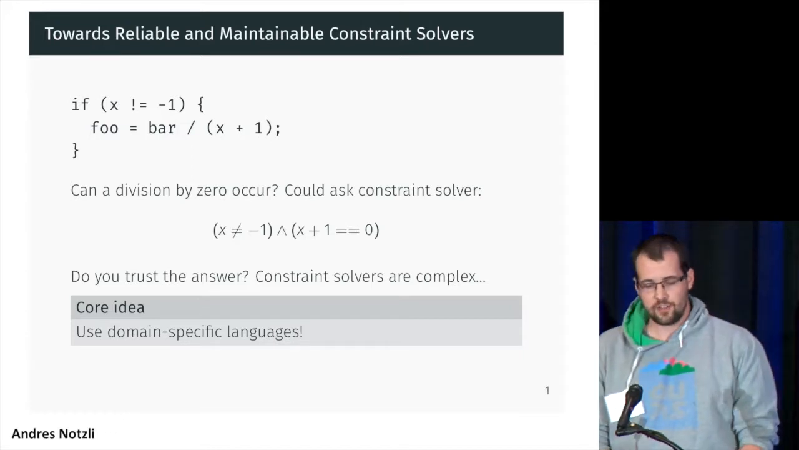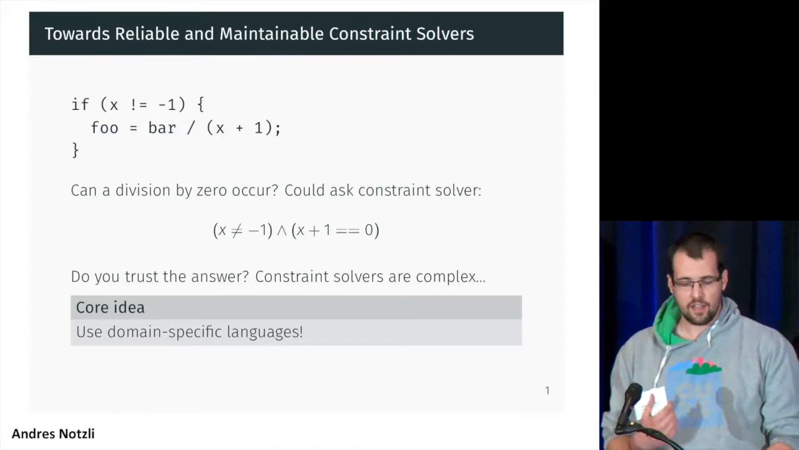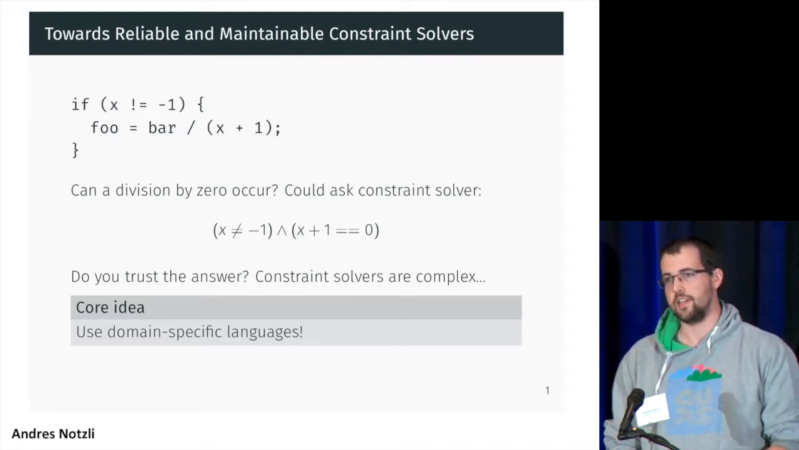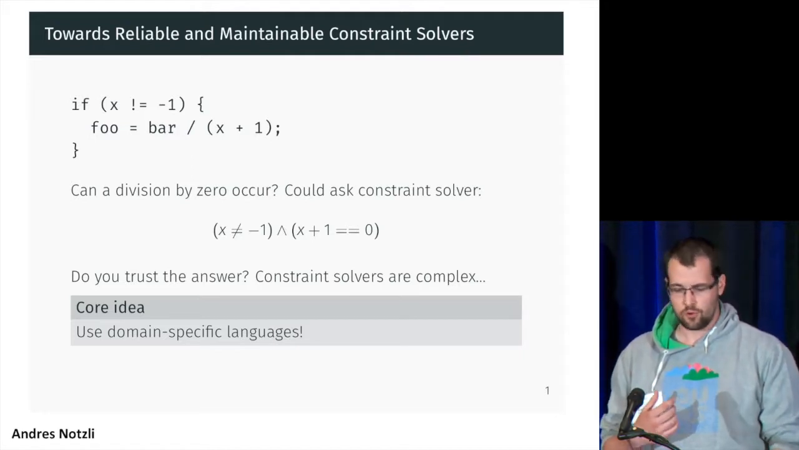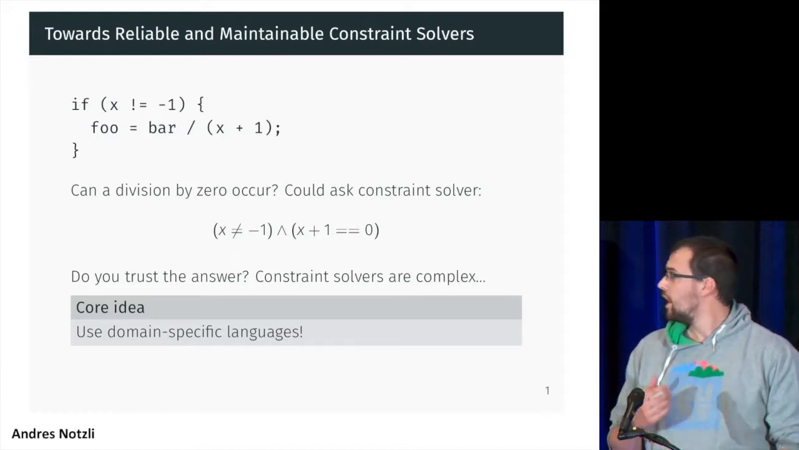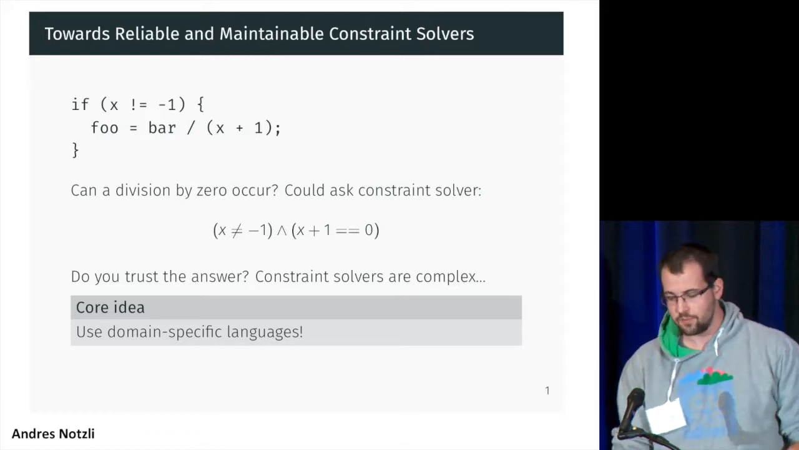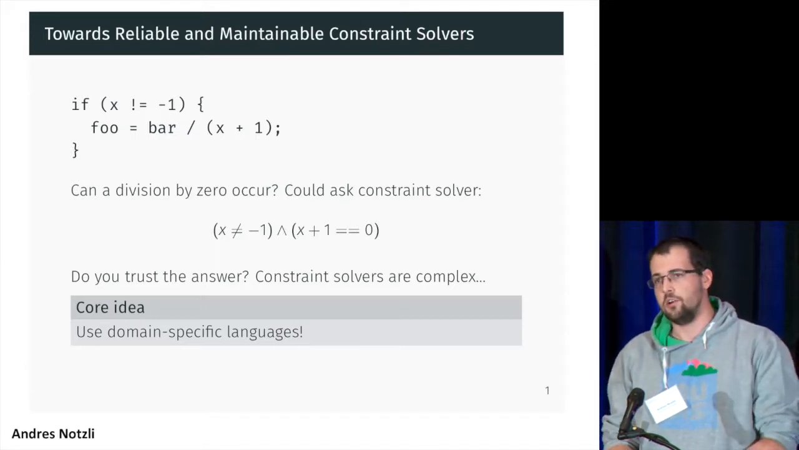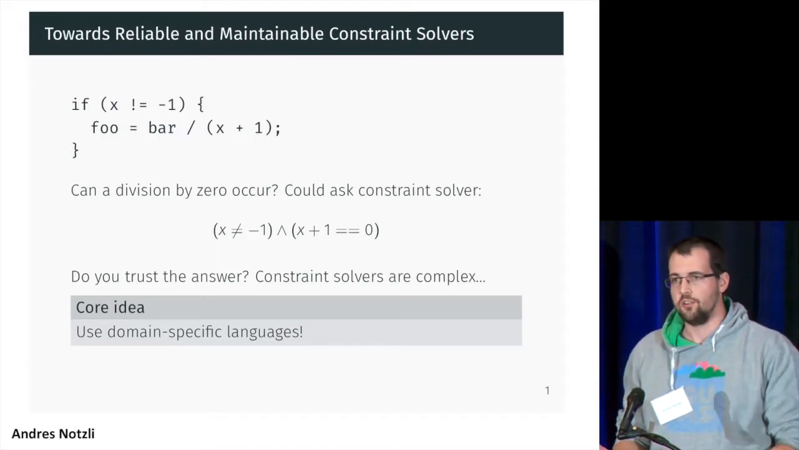Hi, I'm Andres. I'm very excited to be here today, and I have a poster about making constraint solvers, specifically SMT solvers, more reliable and more maintainable. So suppose you have a piece of code that looks like the piece at the top, and you would like to know whether a division by 0 is possible.